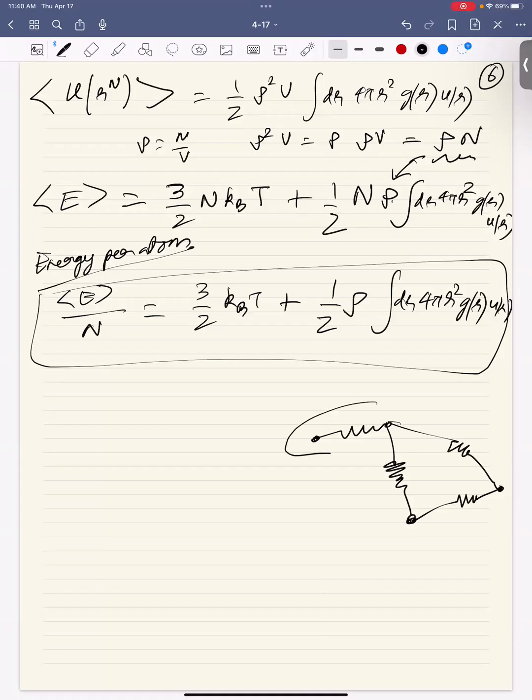So you cannot just look. The thing is, even if you knew U of R, the potential energy between two particles, that is not the same as asking what is the average potential energy of the system. Because for the average, you could not have just done, well, I know U of R, so all I will do is something like U of R e to the power minus beta U of R, and that will give me my average potential energy. That's not going to work.